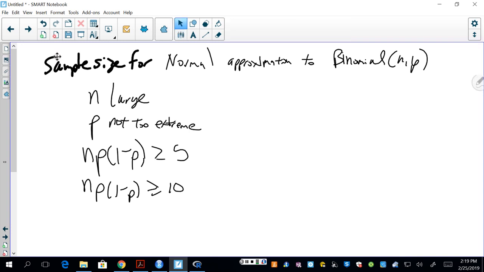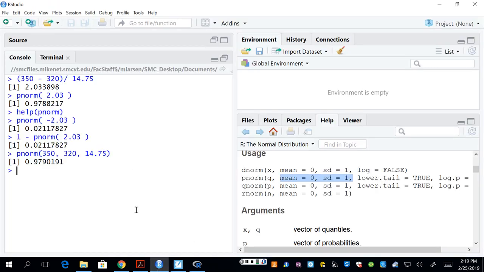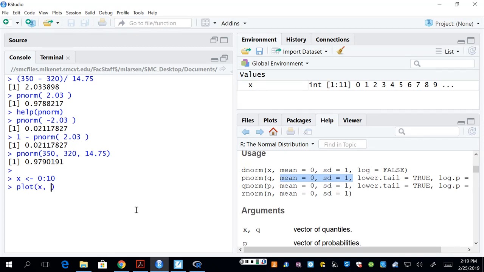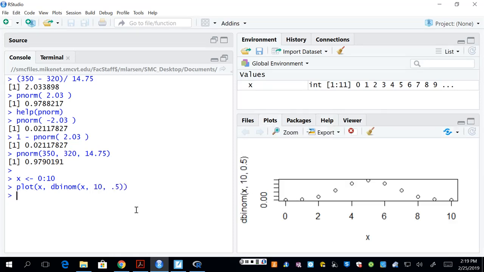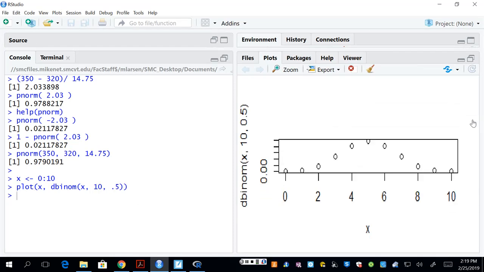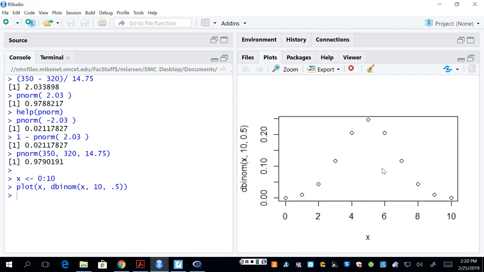So we could examine that a little bit by just making some plots. In R, you can make a plot. Let's say x goes from 0 to 10, and we want to plot x and then the density of a binomial for the numbers 0 through 10, 10 trials, probability 0.5. Although that looks nice and symmetric, it's pretty chunky and might not work quite as well.